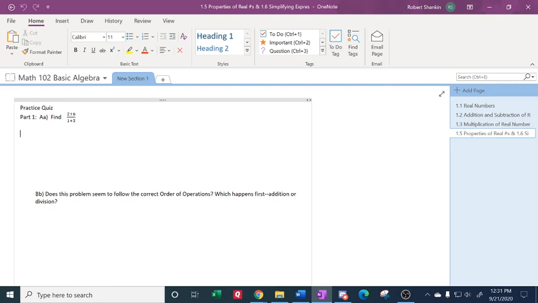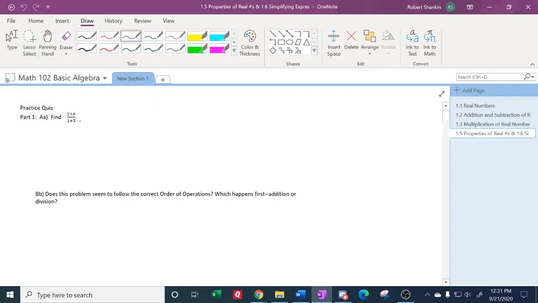Okay, 20 seconds more. Alright, so this one, I just do 2 plus 6 and I get 8. 1 plus 3 and I get 4. Divide 8 by 4 and I get 2. That's the correct answer.